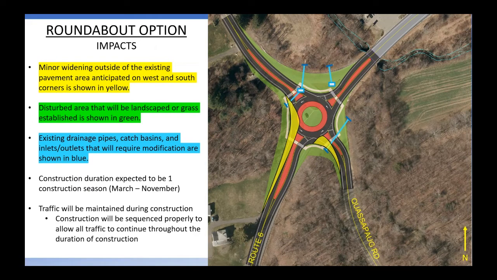This graphic shows the impacts that could be expected in order to construct a roundabout at this location. Minor widening outside of the existing pavement area is anticipated on the west and south corners and is shown in yellow in the graphic. Disturbed area that will be landscaped or have grass established is shown in green. Existing drainage pipes, catch basins, and inlets and outlets that will require modifications are shown in blue. Construction duration is expected to be 1 construction season between March and November. We have seen some more complex roundabouts require 1.5 years for construction. All traffic will be maintained during construction and will be sequenced properly to allow all traffic to continue throughout the duration of construction.